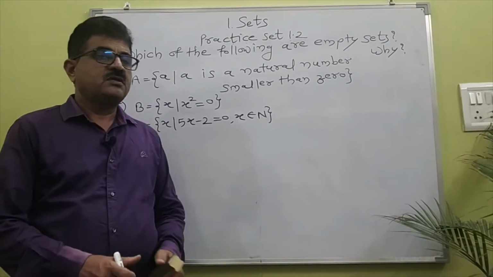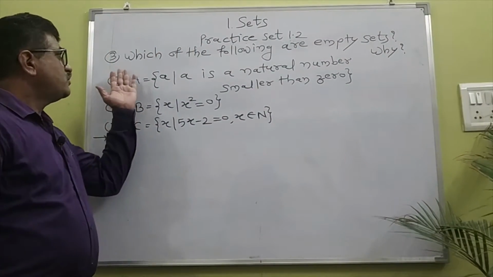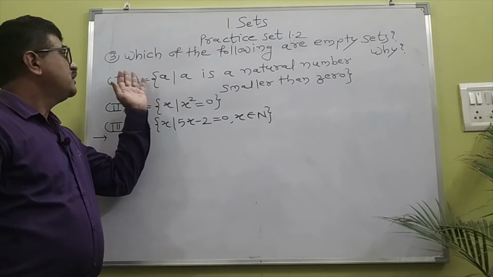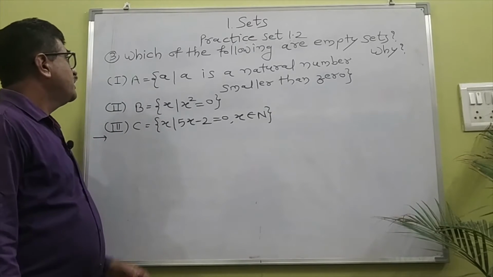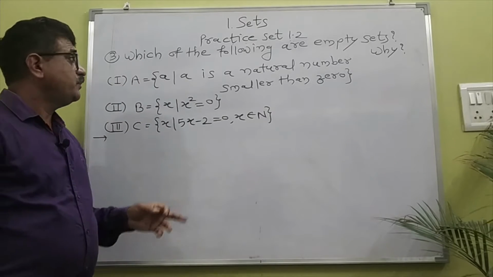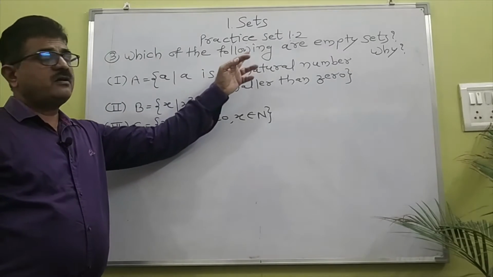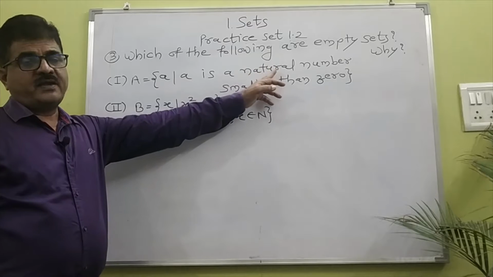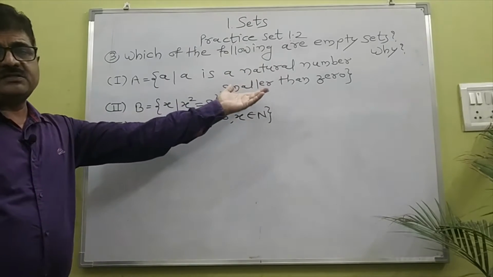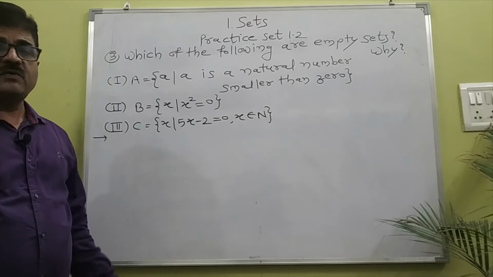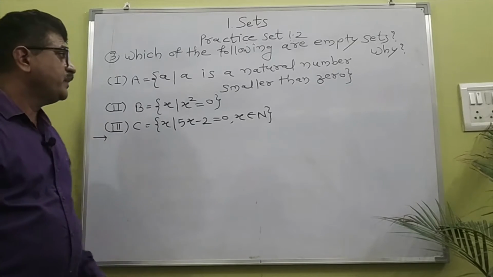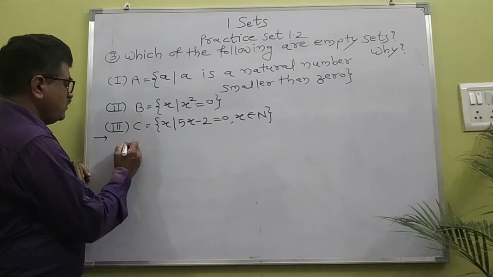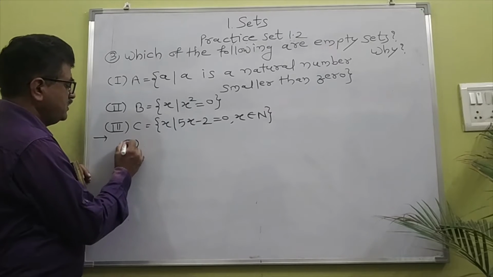Hello students. Today we have to see the next examples of practice set 1.2. That is the third example. Which of the following are empty sets? We know the definition of an empty set: a set which contains no element is called an empty set. Now first write down the given set.